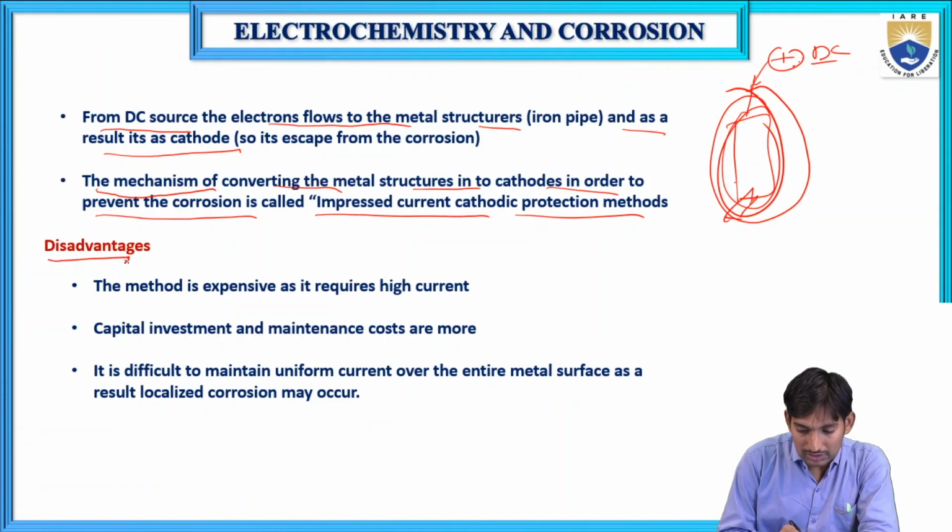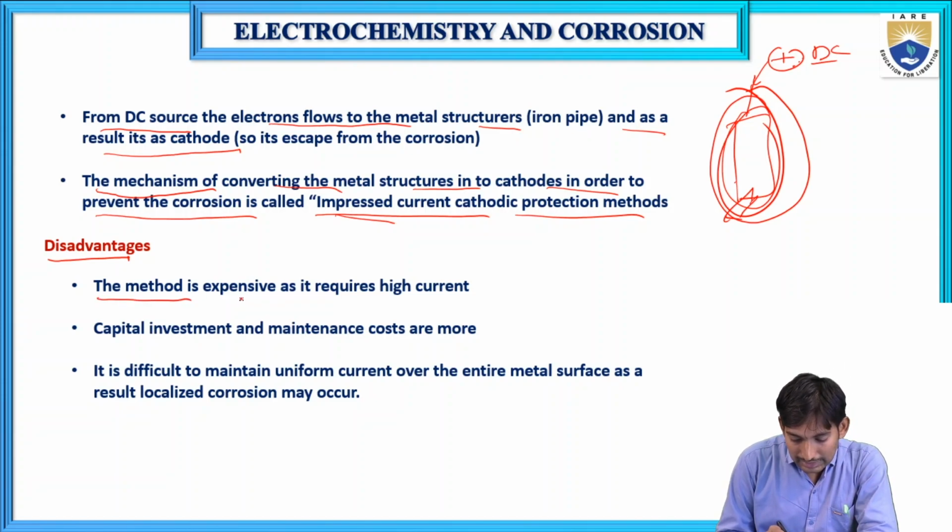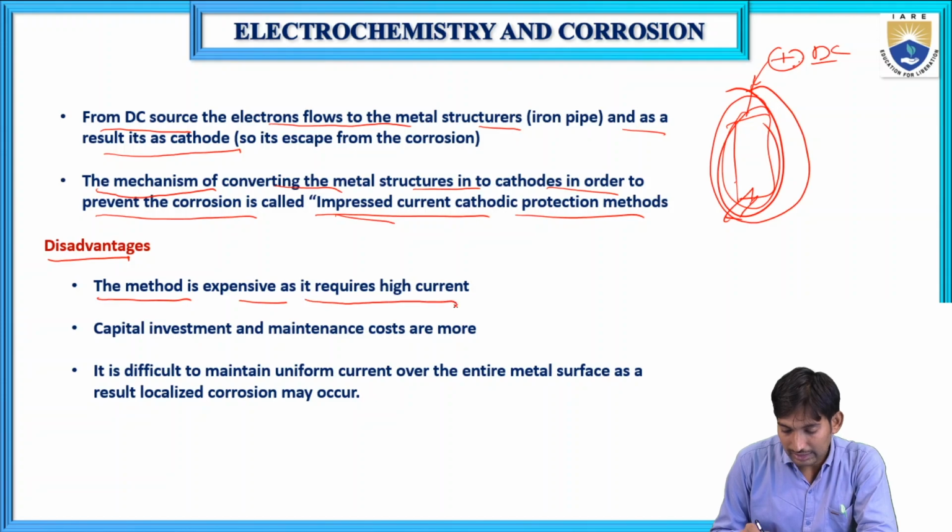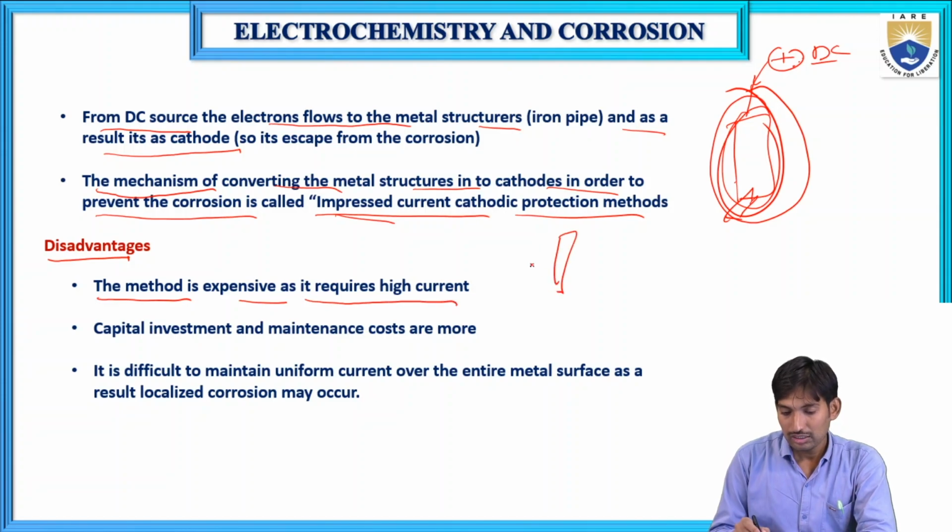What are the disadvantages of this impressed current cathodic protection? The first one is, the method is expensive as it requires high current. This impressed current cathodic protection method is very expensive. Why? Because we have to supply some external power.